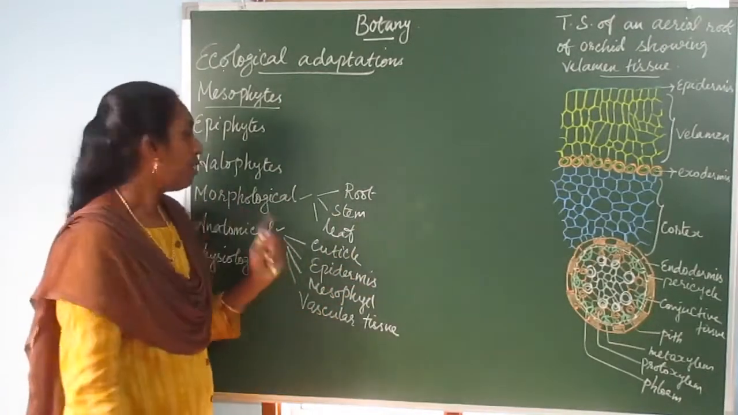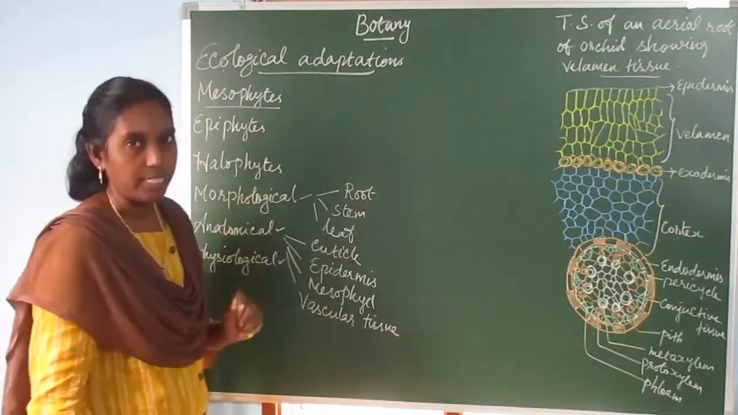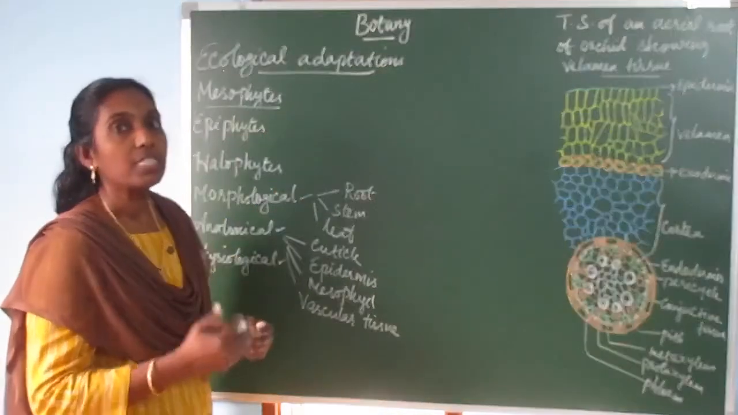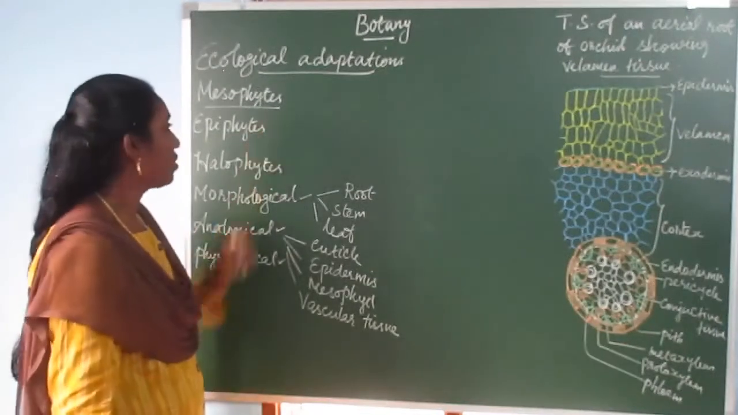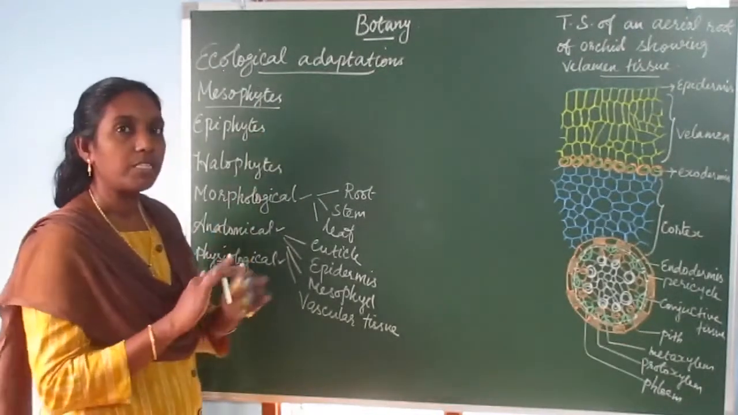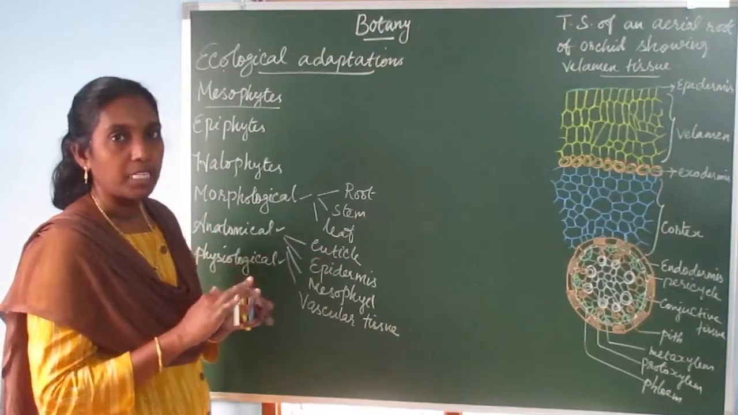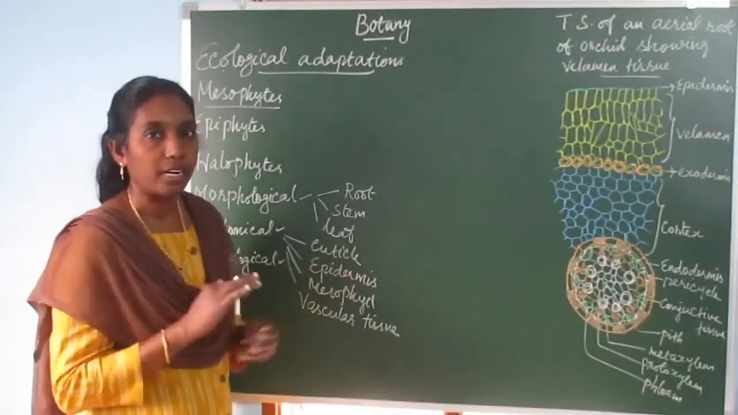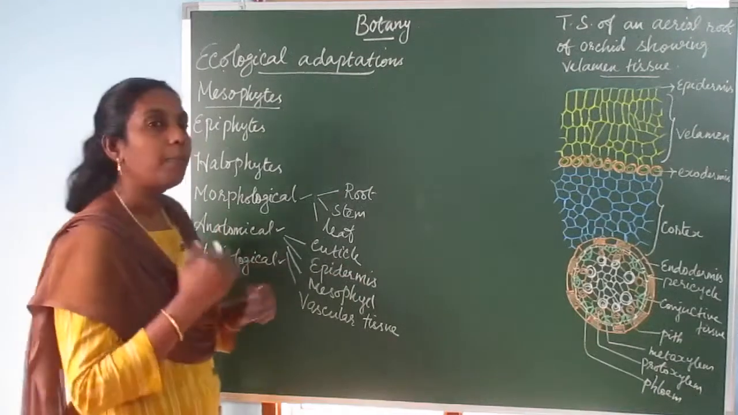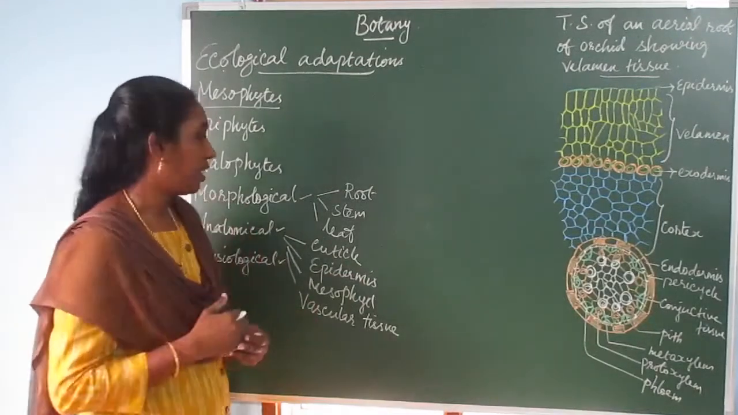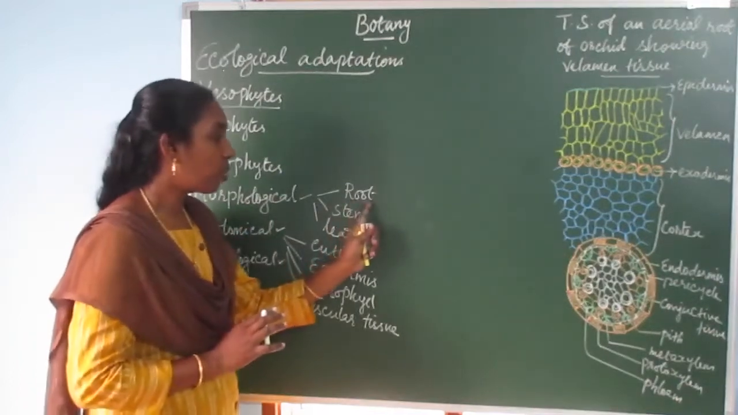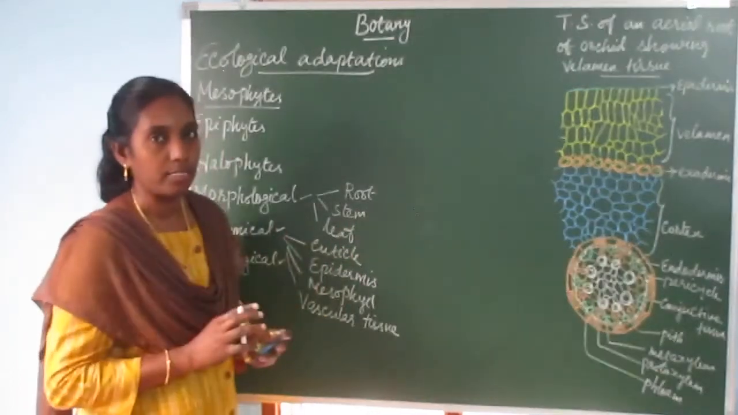Let's see one by one. Mesophytes. Ecological adaptations observed in mesophytes. You know that mesophytes are the common plants, which live or grow in moderate conditions. What are the morphological adaptations? So under this heading, you write about the root, stem, and what about the root system?